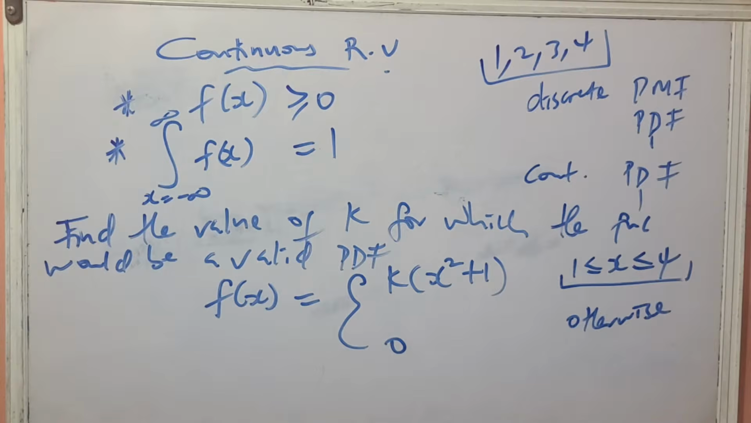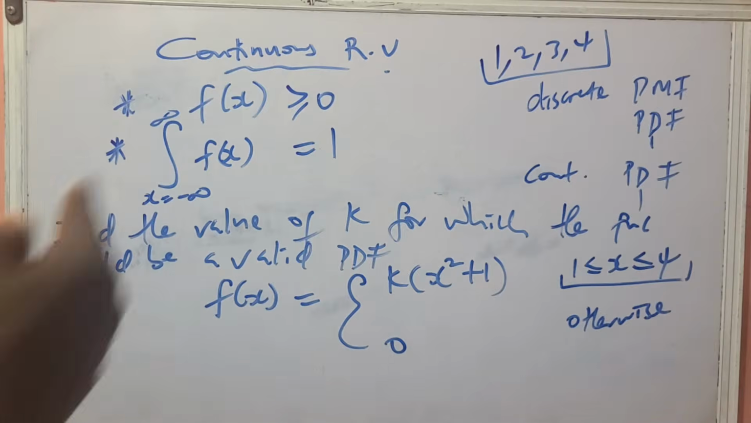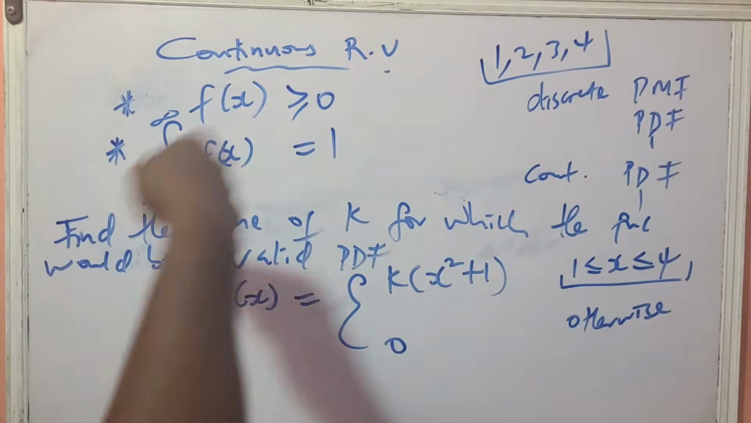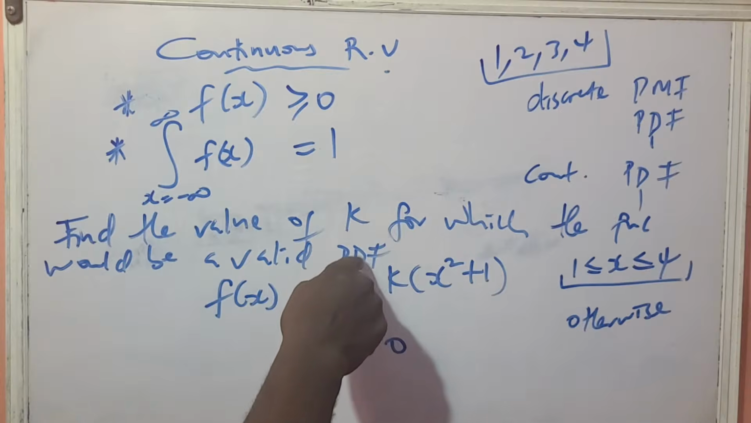Now, let's move on to what the question said we should do. We are told to find the value for k, for which this function will be a valid PDF. This D here is density.